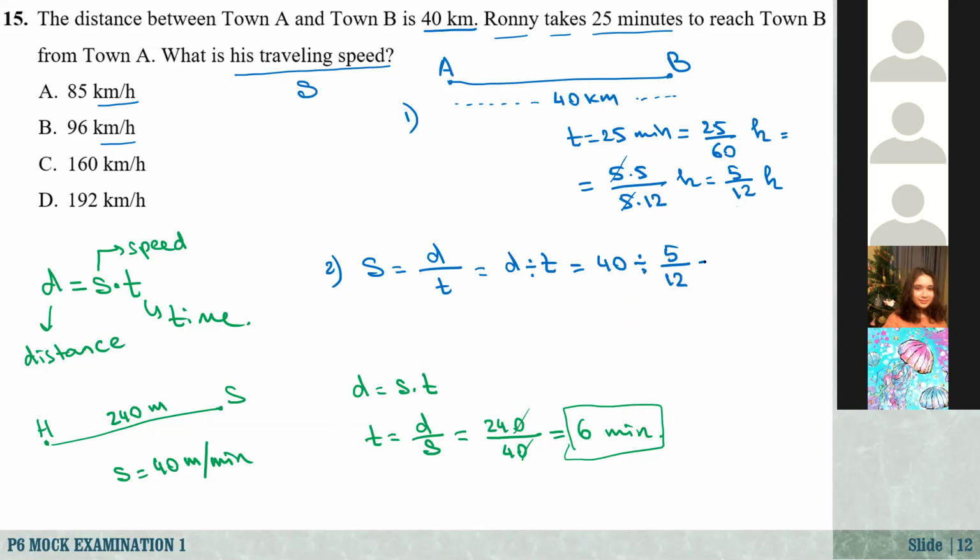And how do you divide one fraction by another fraction? We change division into multiplication and invert the second fraction. Invert means write it upside down, right? So here we have 40 times 12 over 5. I can simplify this further. We can write 40 as 8 times 5, times the fraction 12 over 5. This 5 and this 5, because one is in the denominator and the other in the numerator, cancel each other out. And 8 times 12 is equal to 96.